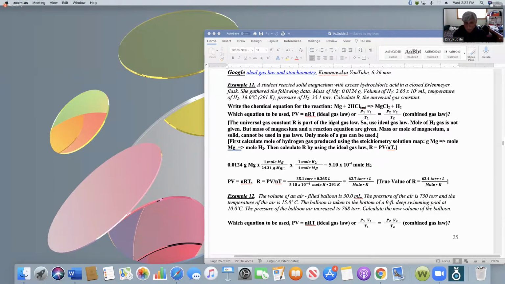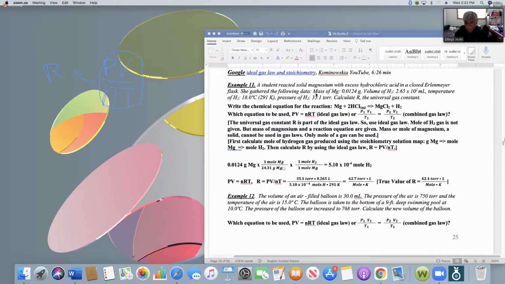So in order to find R, we need to use the PV equals nRT equation, and we have to convert that equation to solve for R. So R equals PV over nT. A simple algebraic manipulation, that's all there is involved. R equals that, and you write down P, V, n, and T. All these are given to you because the student did the experiment to find all this.